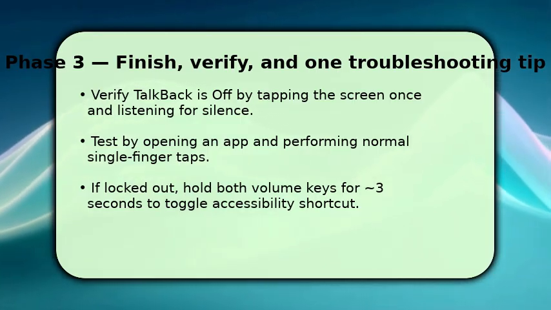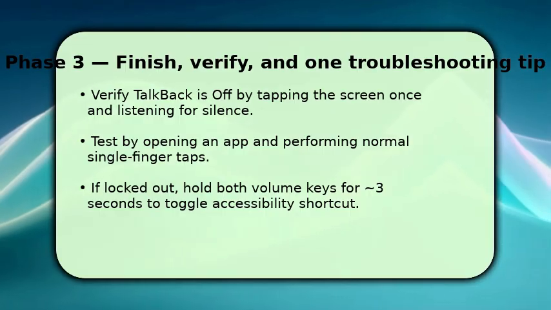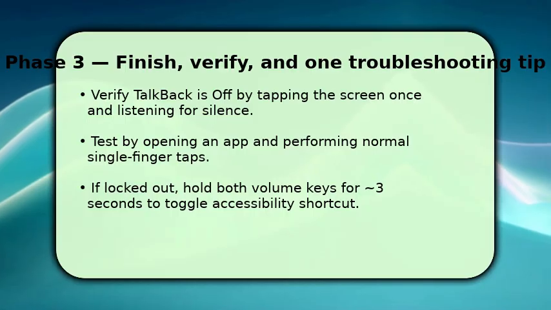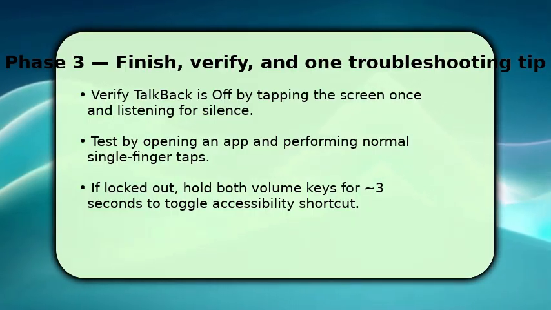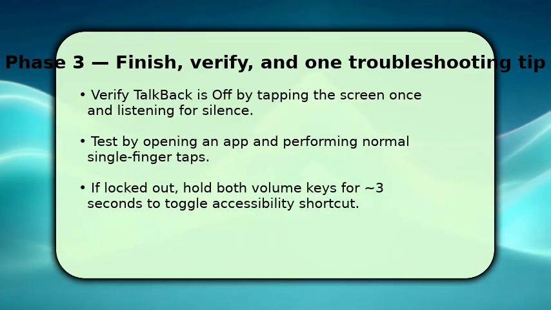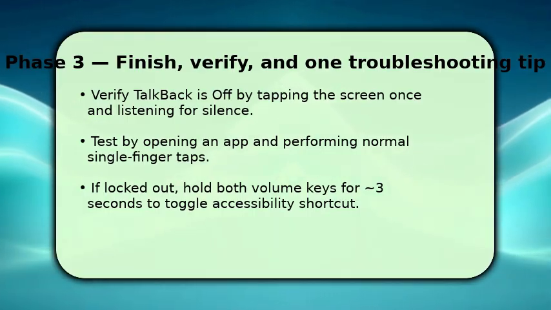If Talkback does not turn off or you can't navigate, use the accessibility shortcut. Press and hold both volume up and volume down for about 3 seconds to disable Talkback quickly. If that fails, restart the device, then repeat the steps. A reboot often clears stuck accessibility services.